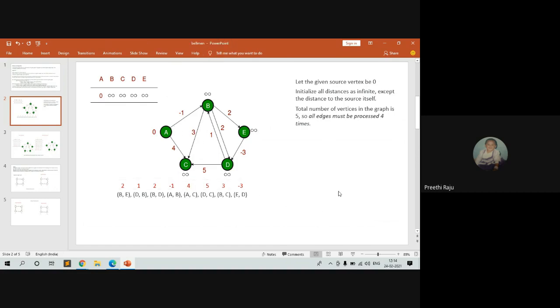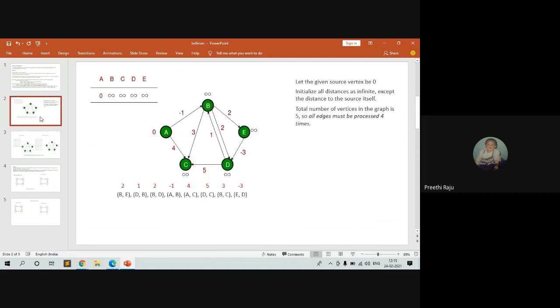Then next, we have to write all the edges down. I have written it here: B and D, one edge, and D, B, B, D, A, B, A, C, D, C, and B, C, and E. You don't have to write them in this order; you can use any order. I have written from A to B, then what are the routes from B to C and all other nodes.